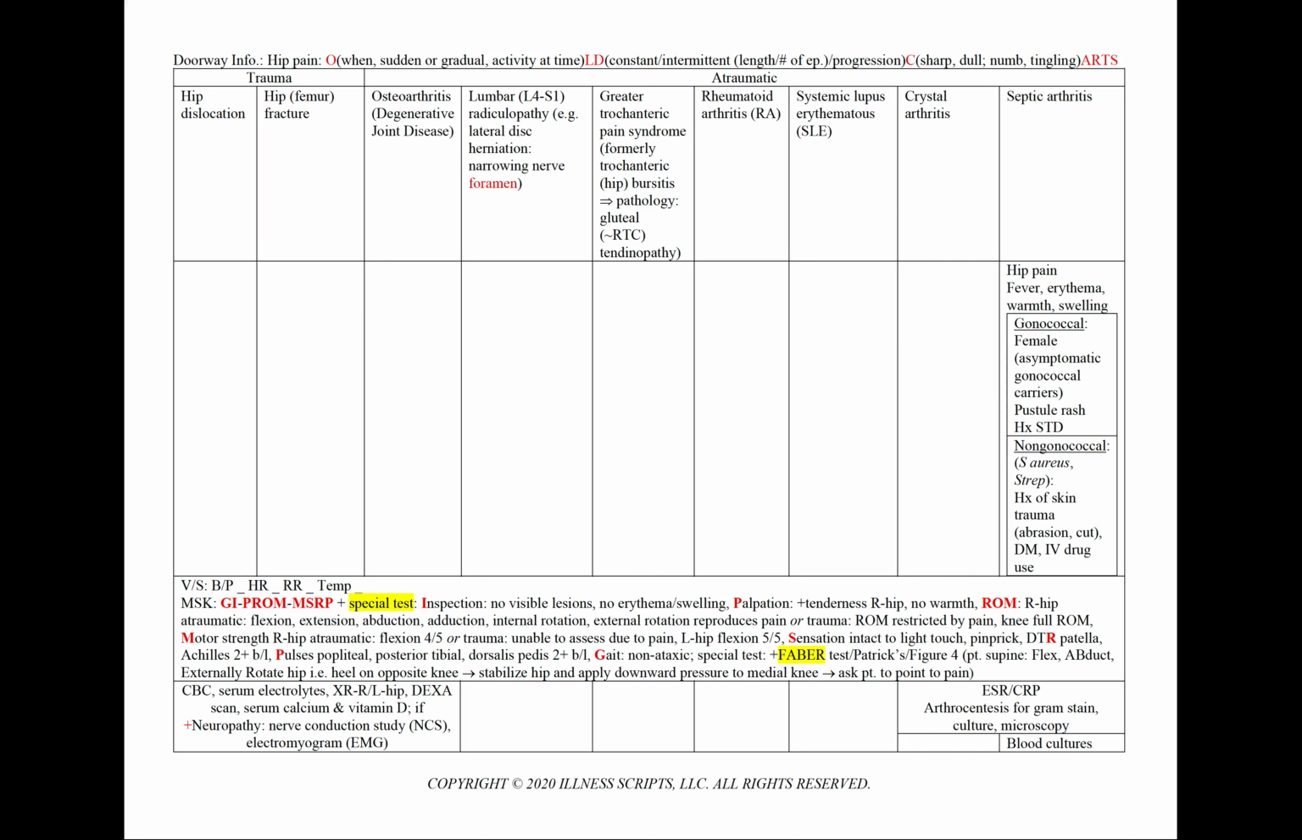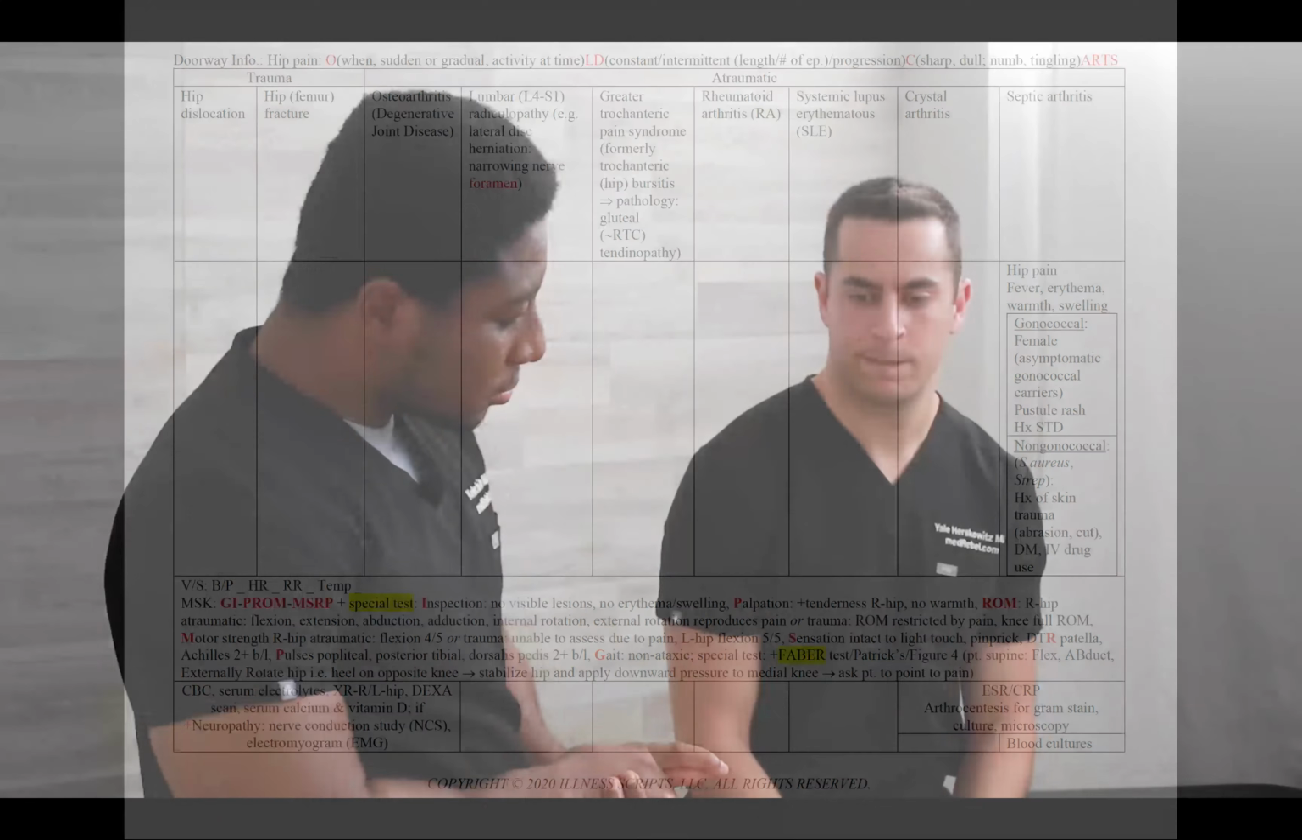And finally, in septic arthritis, we'll see hip pain, and again, in our inspection and palpation, we'll find fever, erythema, warmth, and swelling. In the gonococcal form, classically, it's going to be a female because they're asymptomatic gonococcal carriers, with a characteristic pustular rash and a history of STDs or multiple sexual partners. And in the non-gonococcal form, staph aureus or strep, we'll find a history of skin traumas, abrasions or cuts, diabetes, or IV drug use. And we'll add here blood cultures.